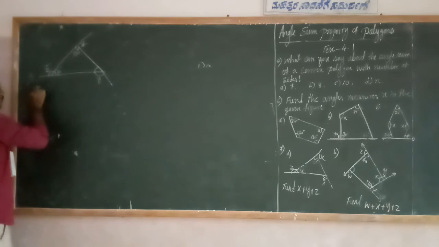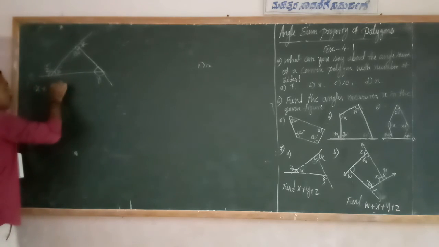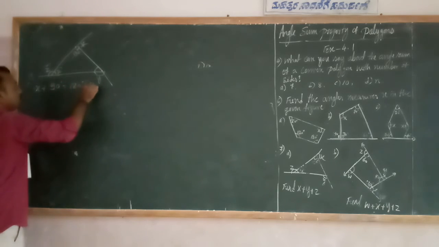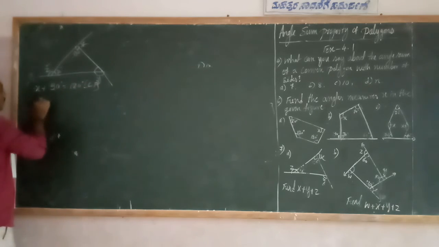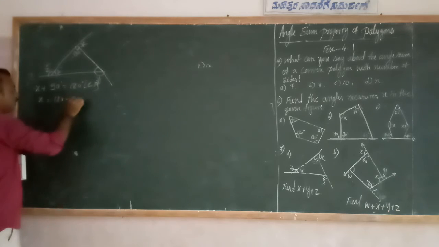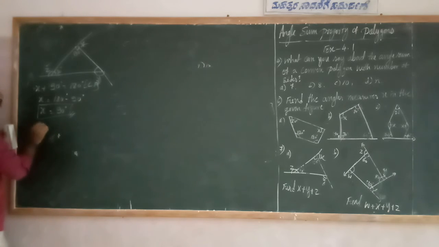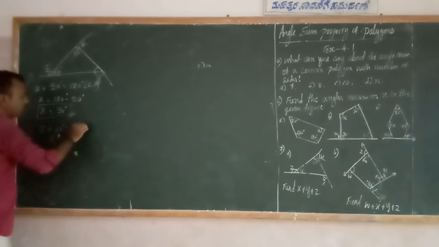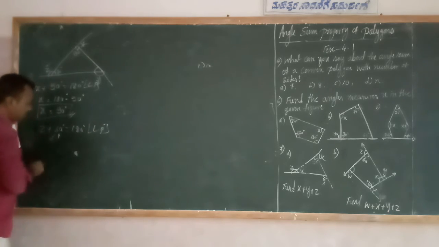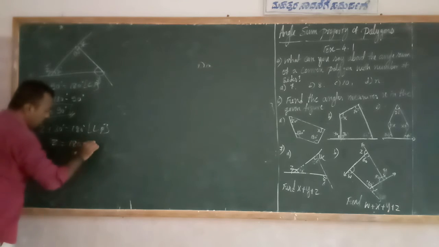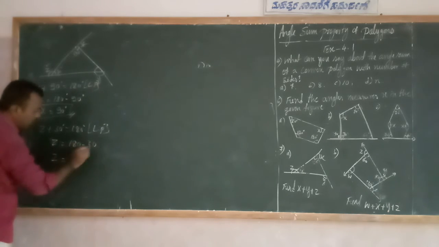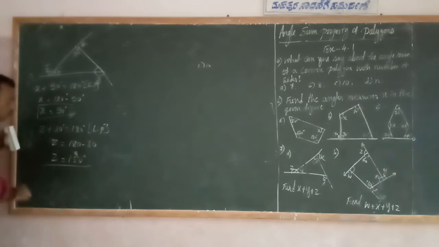So x plus 90 degrees is equal to 180 degrees because of linear pair. So x is equal to 180 minus 90. Therefore x is equal to 90 degrees. So this is the x value. Like that, y value, z value, how to calculate? z plus 30 degrees is equal to 180 degrees. This is also a linear pair. So z is equal to 180 minus 30. Therefore z is 150 degrees. So this is the z value.